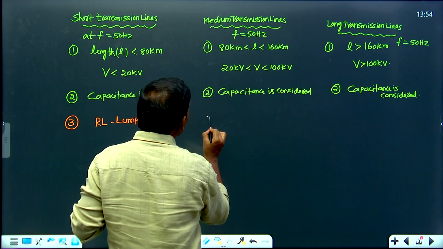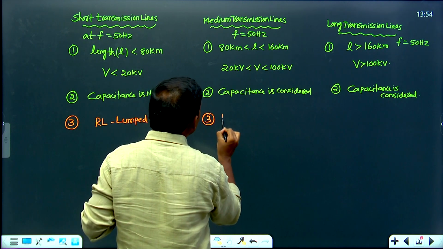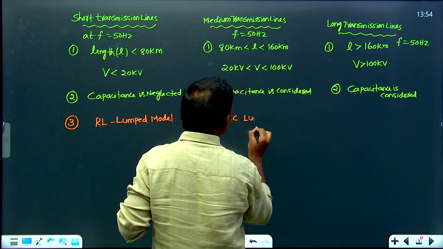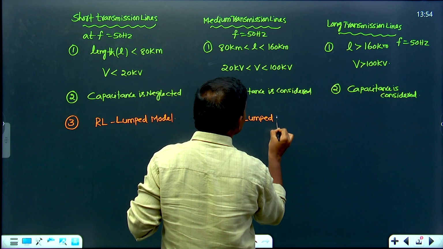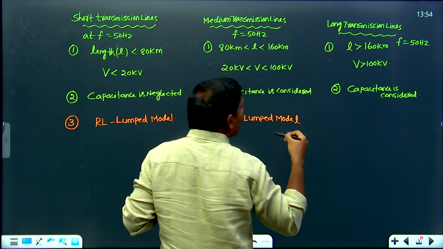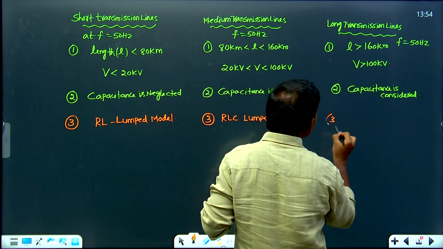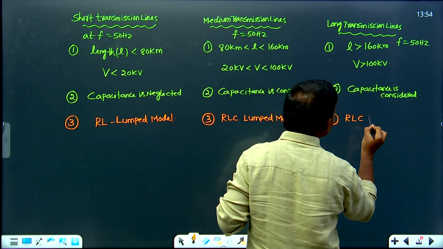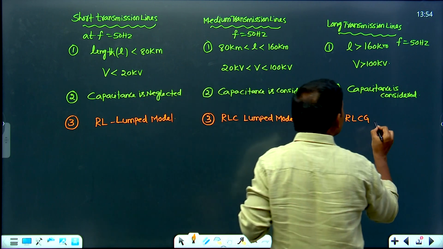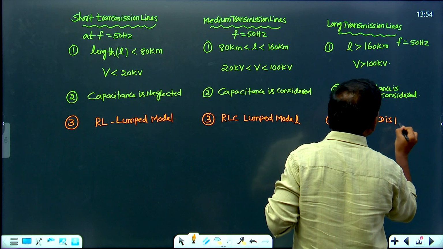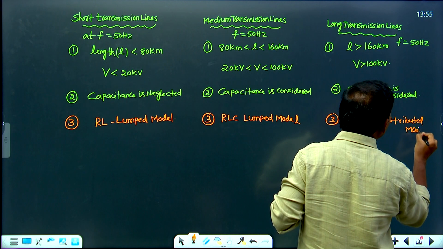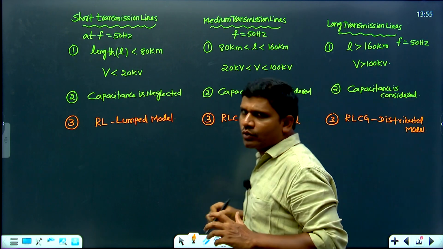But what about the medium transmission line, students? We have to use the RLC lumped model, students. But what about in a long transmission line? In a long transmission line, you can use RLCG. There is a conductance also, G, where G is the shunt conductance. RLCG distributed model you have to use. What model do you have to use to analyze the transmission line? That is also one of the expected questions, friends.